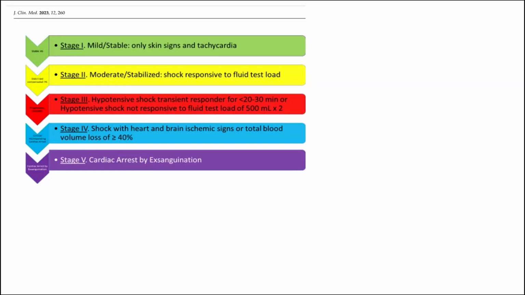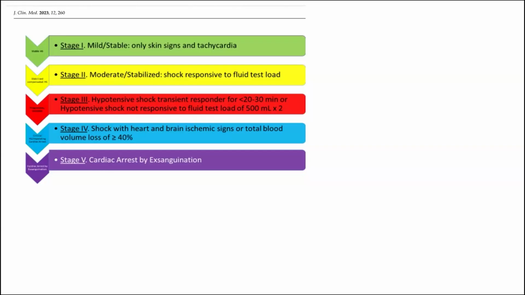Stage 4 is critical hemorrhagic shock, wherein there is impending cardiac arrest, similar to what we saw in the ATLS categorization. Here there is shock with end organ hypoperfusion signs, usually categorized by a blood loss of more than 40%. And the last is the patient with cardiac arrest.